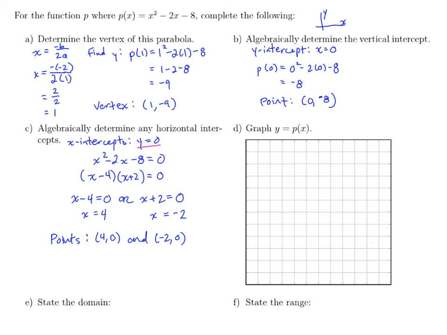Now we're ready to sketch this graph. We want to scale and label these axes in a way that all of our key features are going to fit. So our vertex is at the point 1, negative 9. The vertical intercept is the point 0, negative 8. And then the horizontal intercepts, we have 4, 0 and negative 2, 0. The last thing we'll note is that we know this parabola is going to point upward, or open upward, because of that leading coefficient. So we know that the vertex 1, negative 9 will be the lowest point on this graph.